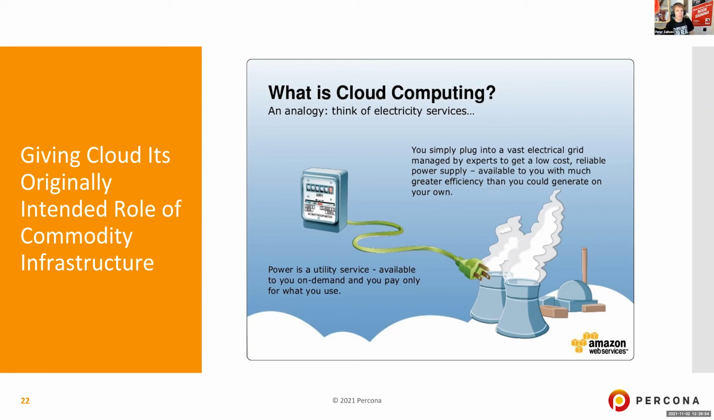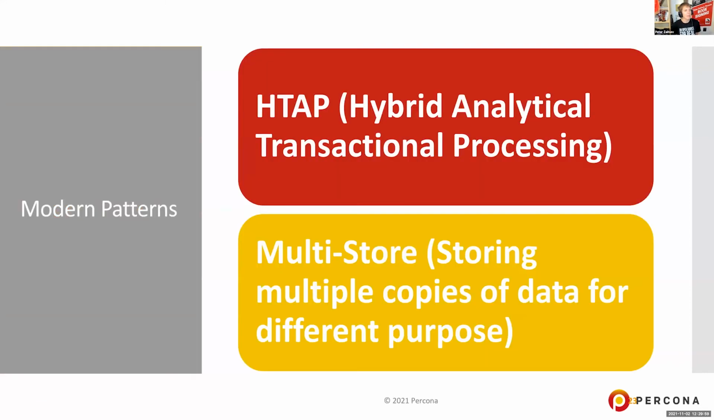Now, with that kind of historical and visual part, let's look a little bit at the modern patterns which we see in terms of data analytics. If you need both operational and analytical data in your application, there are pretty much two approaches. You can either have HTAP, where the same system handles both analytical and transactional workloads, or multi-store, where you have different systems.